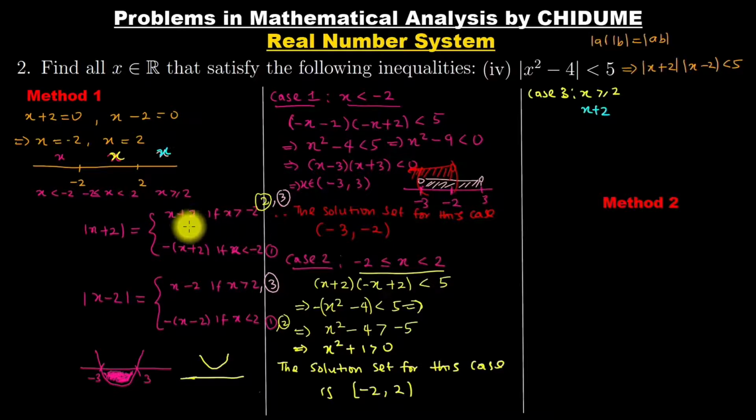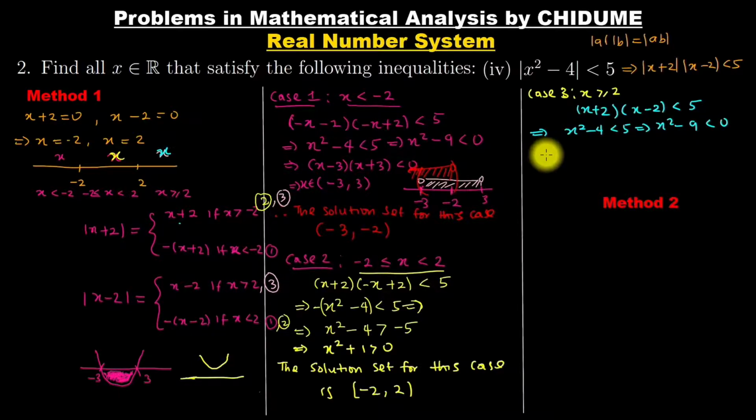That's if x is greater than -2. So it will just be x plus 2 multiplied by, if x is greater than 2, the absolute value of x minus 2 would just be x minus 2, to be less than 5. If I expand this, I'm going to have x squared minus 4 less than 5, which implies that x squared minus 9 is less than 0.